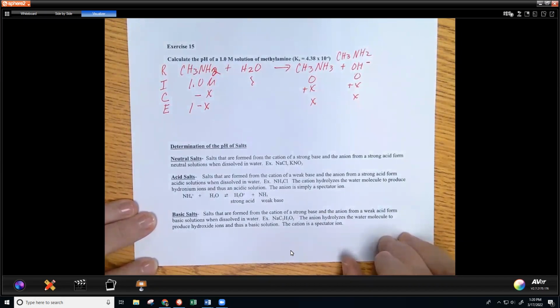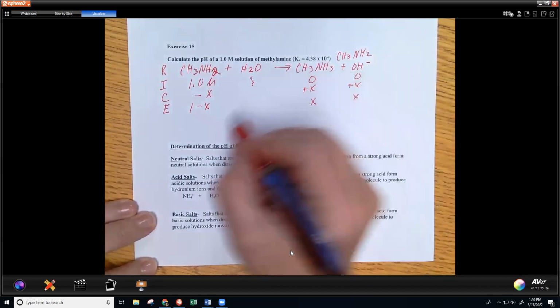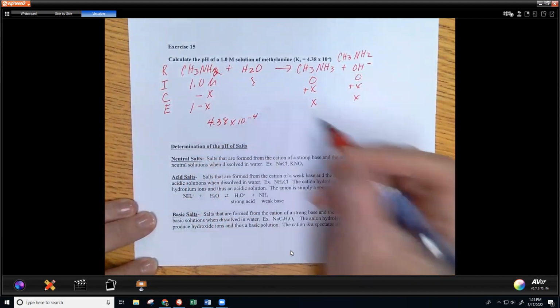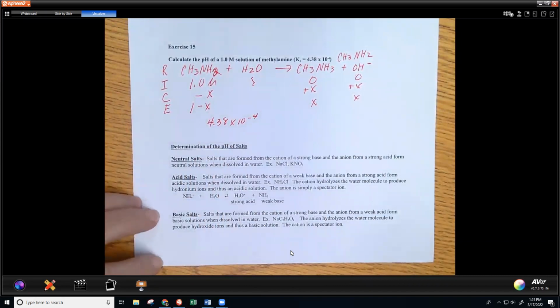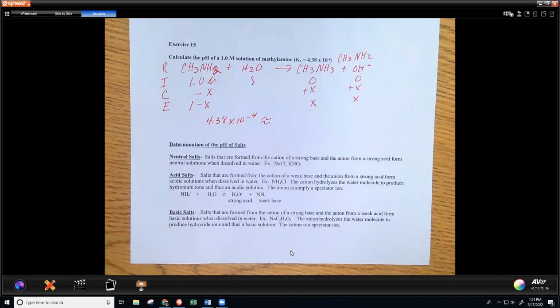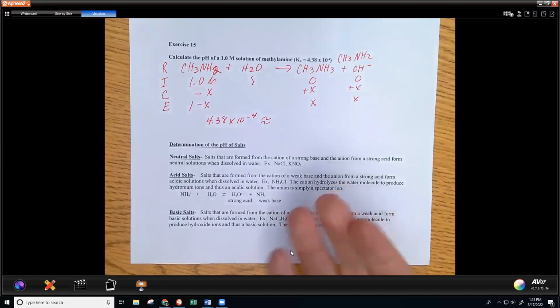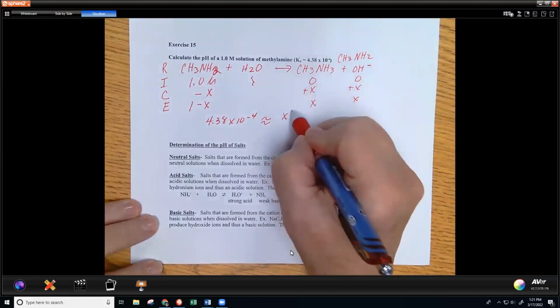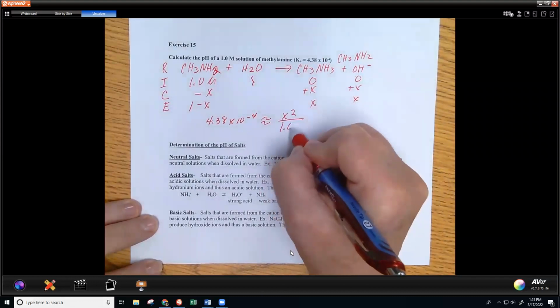So we're going to end up with 4.38 times 10 to the negative 4th. So that's going to be my KB. And I'm going to do a little wavy equal sign that shows it's about. That would be a good thing to do on your AP chemistry exam to show that you're dropping your X. By showing that, it gives the graders a sense that you know what you're doing. So I end up with my X squared over 1.